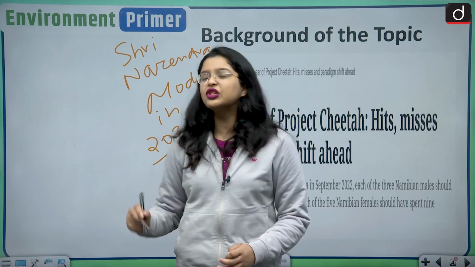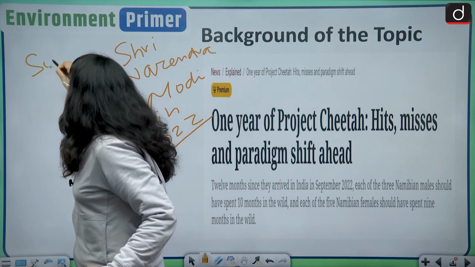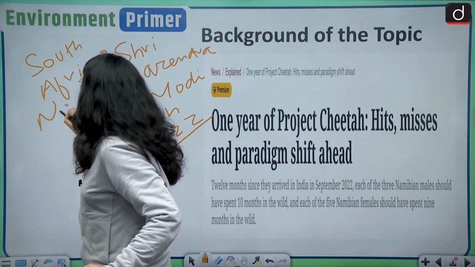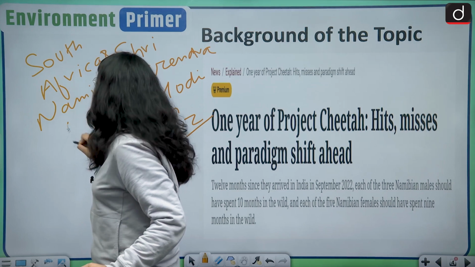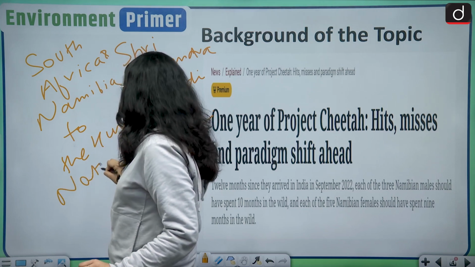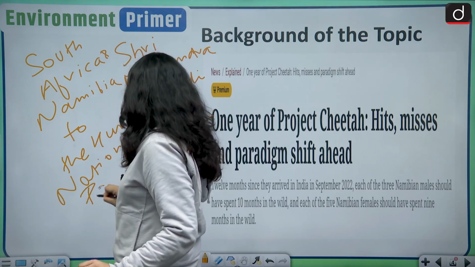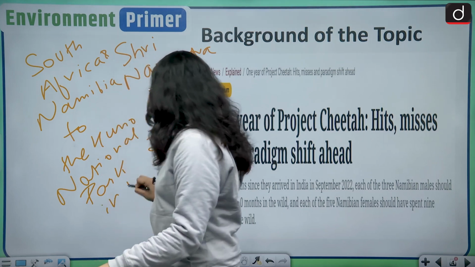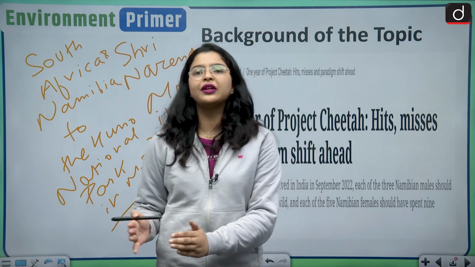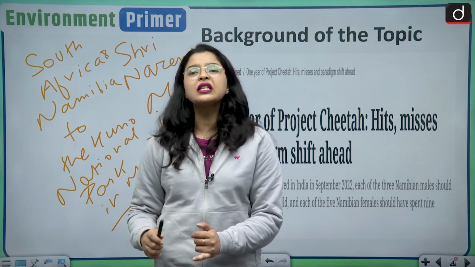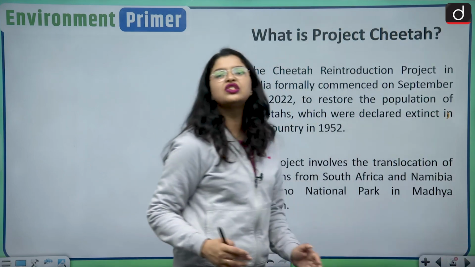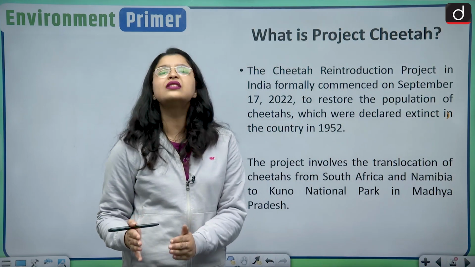So we are going to study that. Is Project Cheetah a success in India, or are we judging it too soon and we should actually give it some time? So in the Project Cheetah, cheetahs were brought from South Africa and Namibia to the Kuno National Park in Madhya Pradesh. So we have imported cheetahs from South Africa to the Kuno National Park in MP for the successful reintroduction of Project Cheetah.